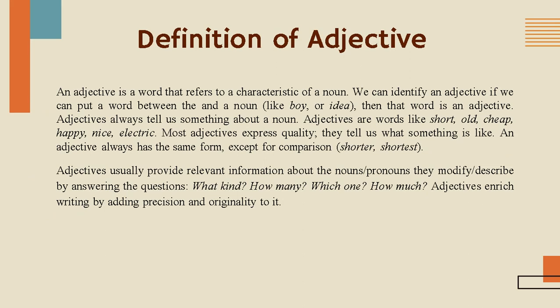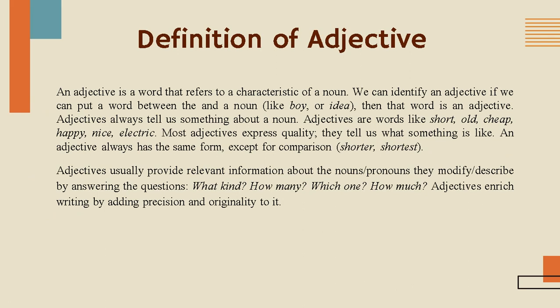Definition of adjective. An adjective is a word that refers to a characteristic of a noun. We can identify an adjective if we can put a word between "the" and a noun, like boy or idea. Then that word is an adjective. Adjectives always tell us something about a noun. Adjectives are words like short, old, cheap, happy, nice, and electric.